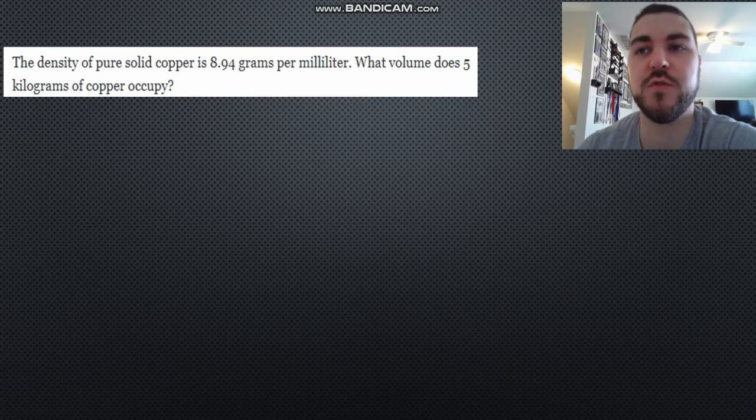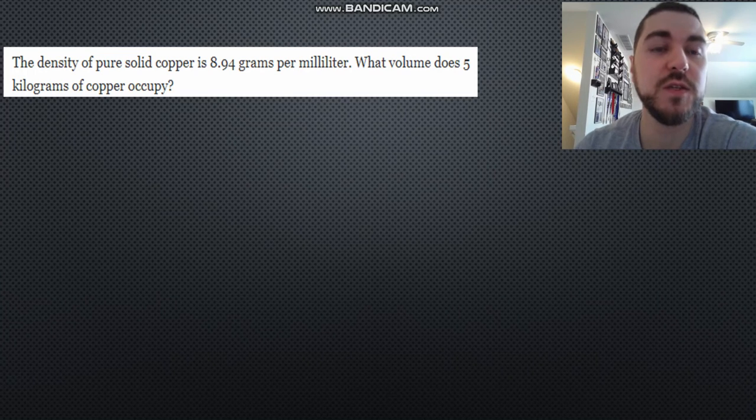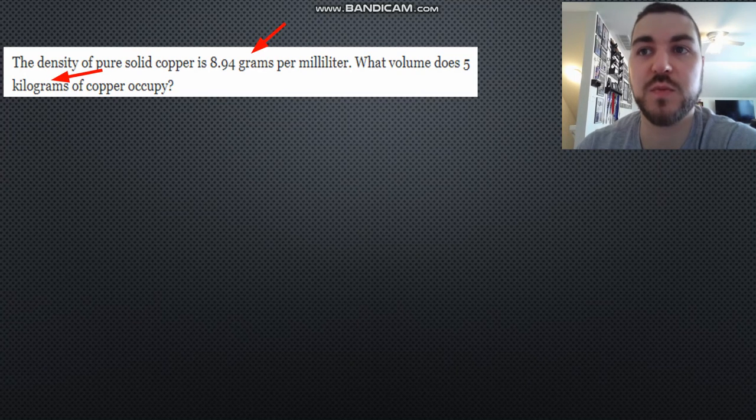This one's a little bit more difficult. This one wants to know the density of pure solid copper. It's 8.94 grams per milliliter, and it wants to know what volume 5 kilograms of copper occupies. Now right off the bat you should notice that I've got grams and kilograms in this problem, so there's going to have to be a unit conversion to make this work. So let's take a look at how you tackle this.